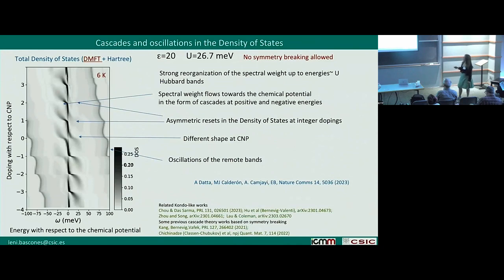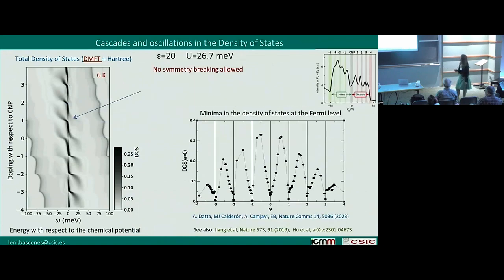We find the resets, these asymmetric resets in the density of states, and also a different shape at the chemical potential, and also here the oscillations of the remote bands. Something important is that in our calculation we have the total density of states, both the one that you would observe at the AA point and the one that you would observe at the AB point. When we look at the density of states at the Fermi level, you also find these minima at the integer fillings. Somehow the interaction makes the density of states vanish, but in a kind of pseudo-gap-like feature. It is not a hard gap.